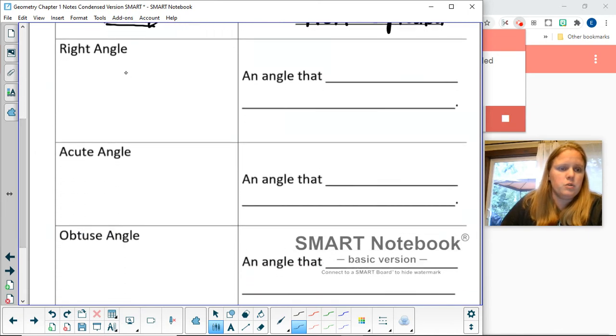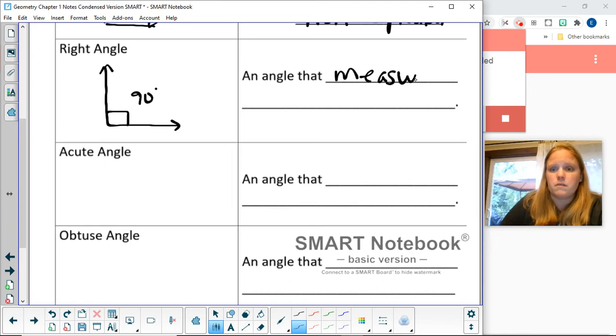All right, these next few words are all different types of angles, and I'm sure you've heard them or seen them before. We've actually already talked about a right angle because that was for our perpendicular lines. So to be a right angle, you need a 90-degree angle. So an angle that measures 90 degrees.